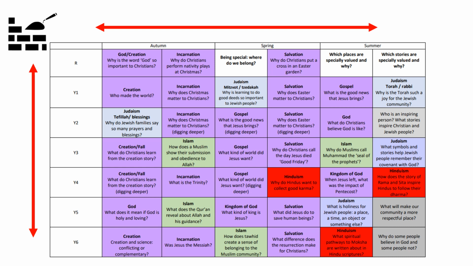So in year 4, it'd be interesting to ask this subject leader in this school why they've chosen to put creation and fall first, and then incarnation, and then gospel, and then their unit on Hinduism, and then kingdom of God. Why have they chosen to put kingdom of God in spring 1? Might it be better in autumn 1, or is there a particular reason why they felt that that unit is best there? So hopefully that helps us to think about the importance of both vertical coherence and also horizontal coherence in our curriculum maps and in our curriculum design.